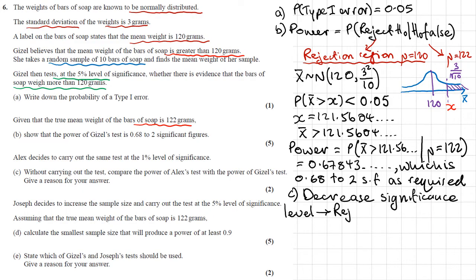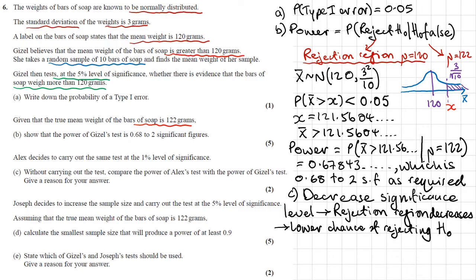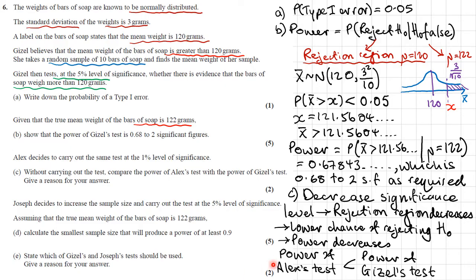So actually the rejection region gets smaller. As a result of that, you now have a lower chance of rejecting H0 because there's a smaller area for you to actually reject H0. And if you've got a smaller chance of rejecting H0 with a different mean, then overall your power is going to decrease. So what that means is that the power of Alex's test, because of this reduced rejection region, reduced power, is going to be less than the power of Giselle's test.